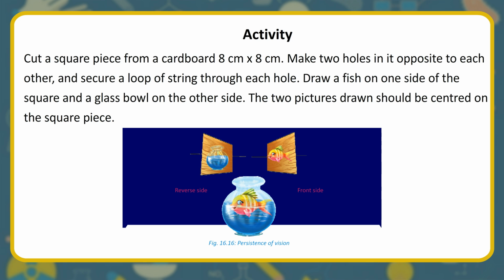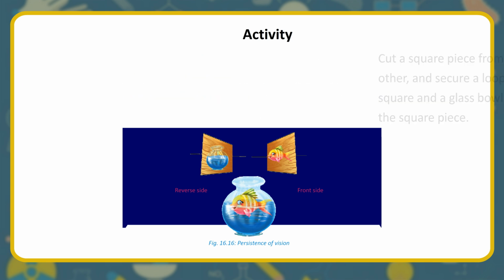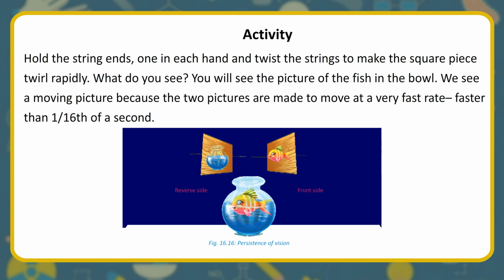Activity. Cut a square piece from a cardboard 8 cm by 8 cm, make 2 holes in it opposite to each other, and secure a loop of string through each hole. Draw a fish on one side of the square and a glass bowl on the other side. The 2 pictures drawn should be centered on the square piece. Hold the string ends, one in each hand, and twist the strings to make the square piece twirl rapidly.